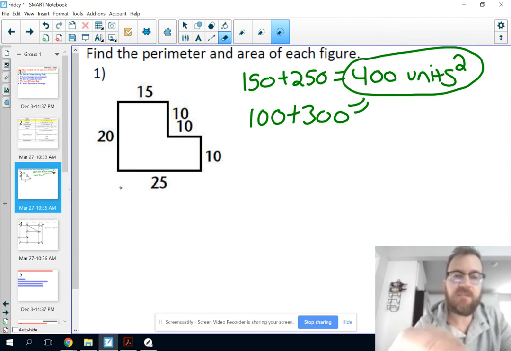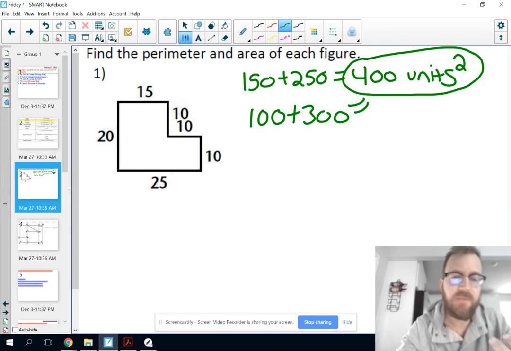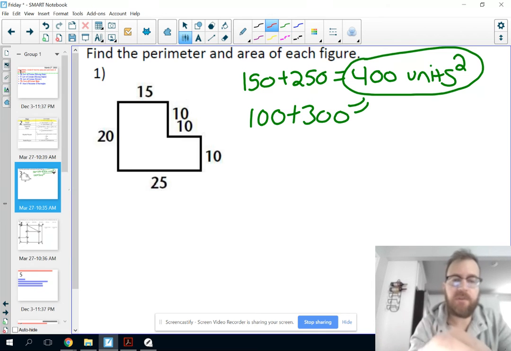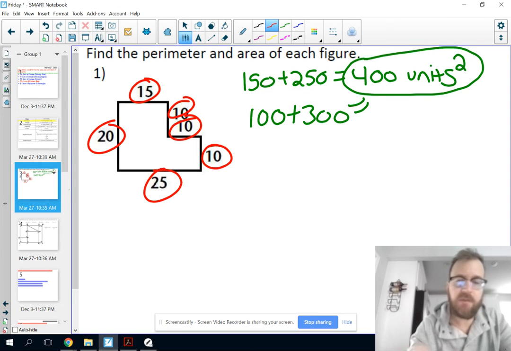So the last piece is finding the perimeter. Perimeter just means the distance around a figure. The area is how much space a figure takes up. So for our perimeter, we add every side. So we've got 15 plus 10 plus 10 plus 10 plus 25 plus 20.